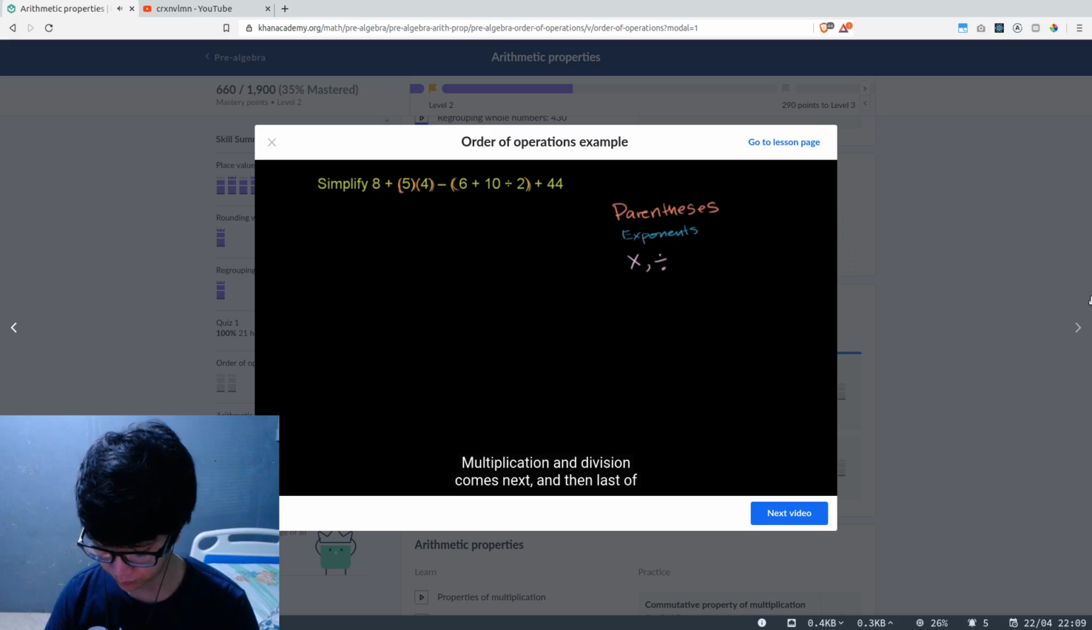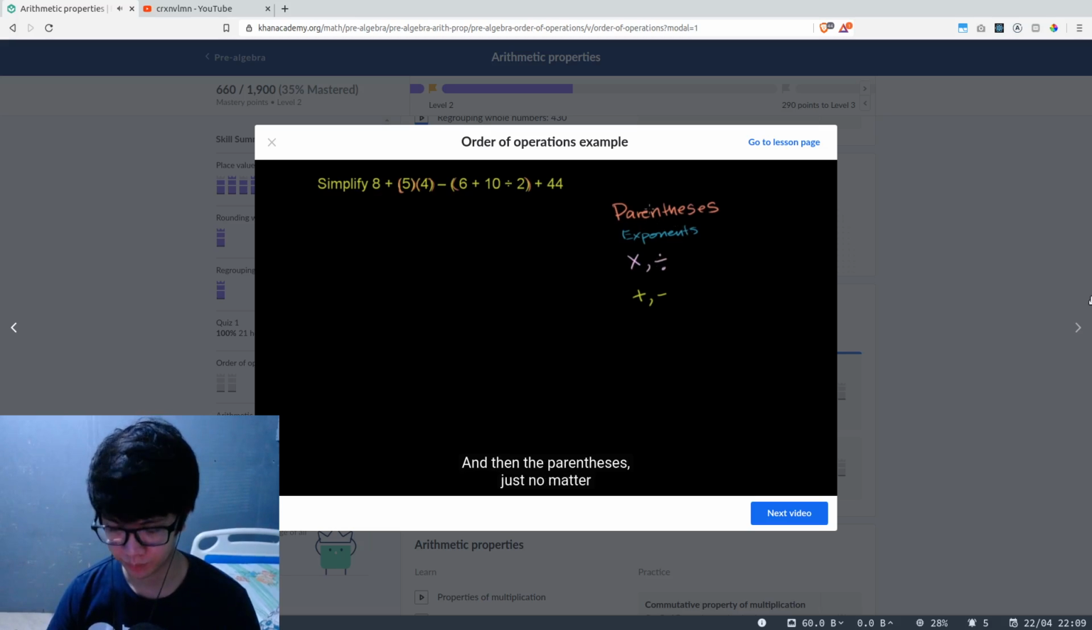So that comes next: multiplication and division. And then last of all comes addition and subtraction. So these are kind of the slowest operations. This is a little bit faster. This is the fastest operation. And then the parentheses, no matter what, always take priority. So let's apply it over here.